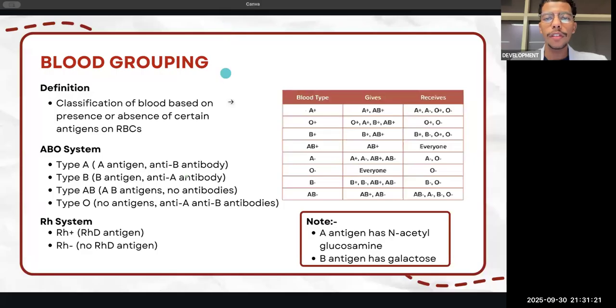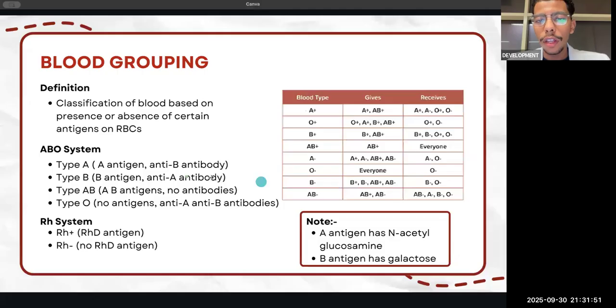Now, this is what tells us who can give whom blood. So type A can give everything with A. Type O can give everyone. Type B can give anything with B. And type AB can only give AB. And for the positive and negative, positive can only give to positive. However, negative can give to everyone.